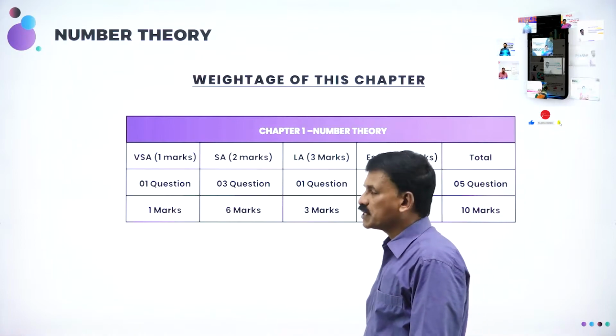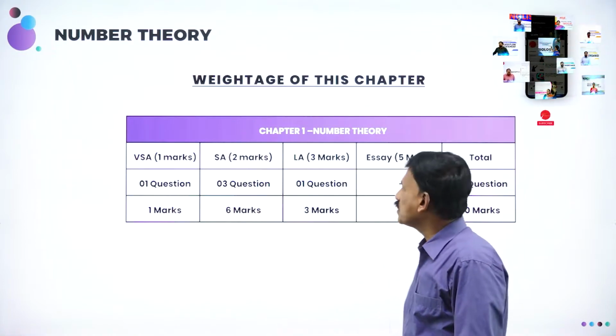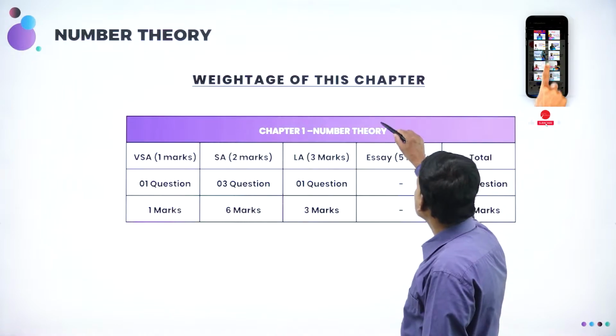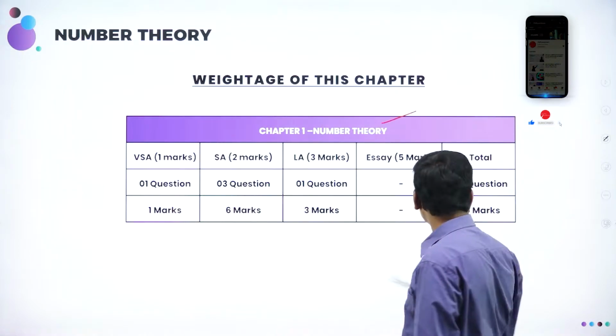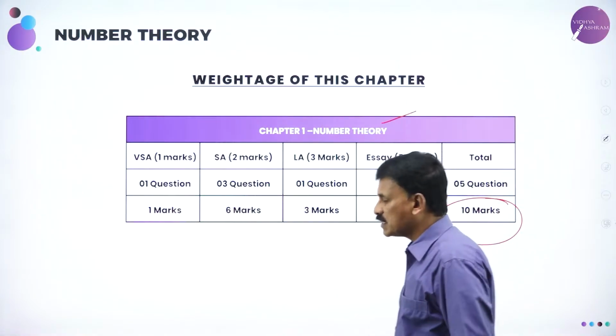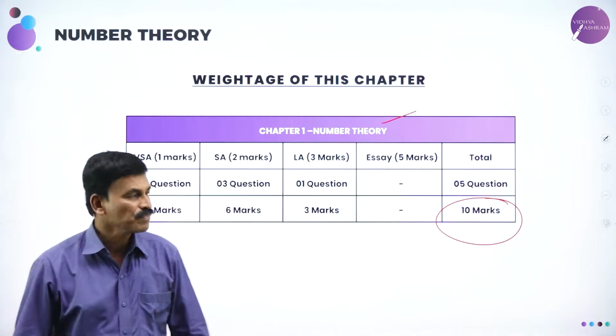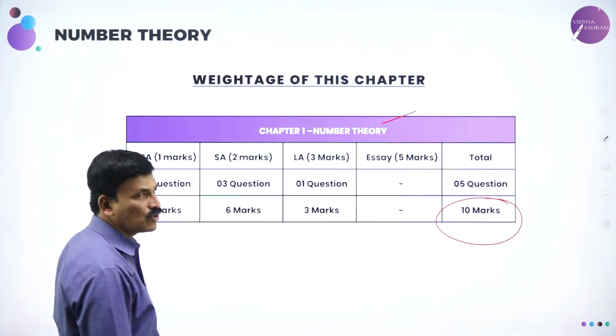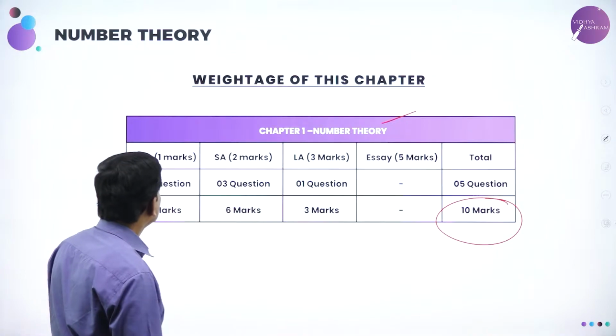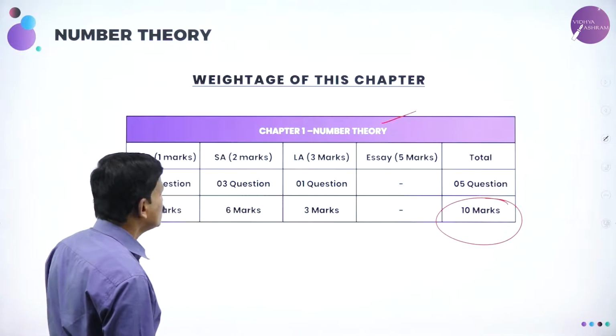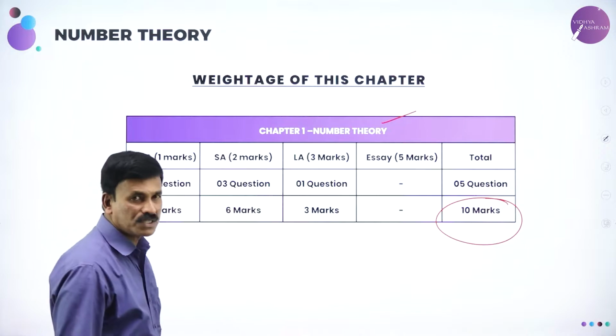Now, before going to the exact chapter, let us know regarding the weightage for this chapter. The weightage for this chapter is 10 marks. So totally you will get 10 marks from this chapter, and it will carry only 1 mark questions, 2 mark questions as well as 3 mark questions. No 4, 5 marks essay type questions.